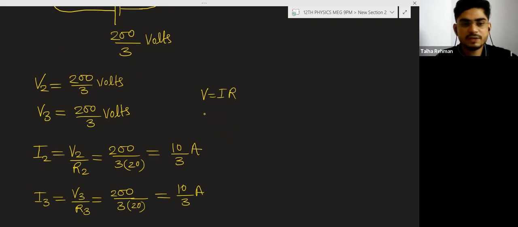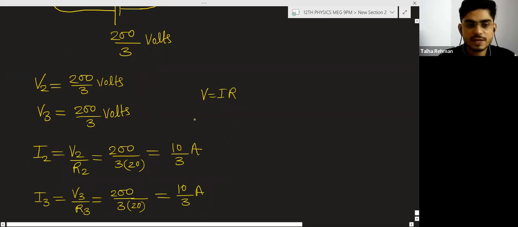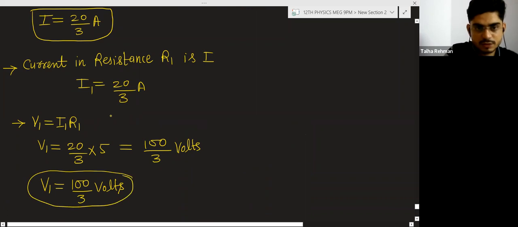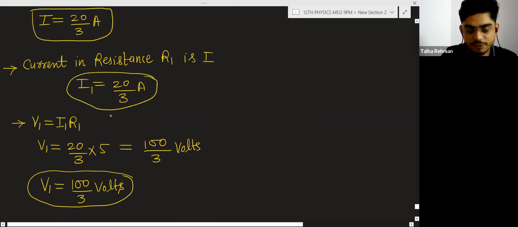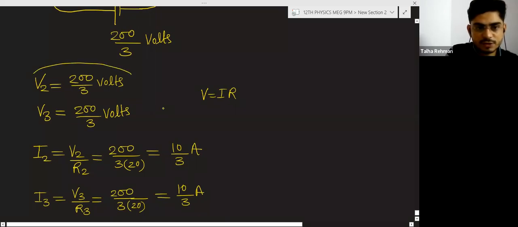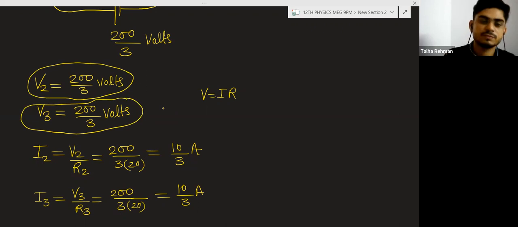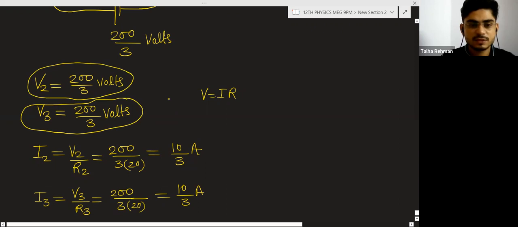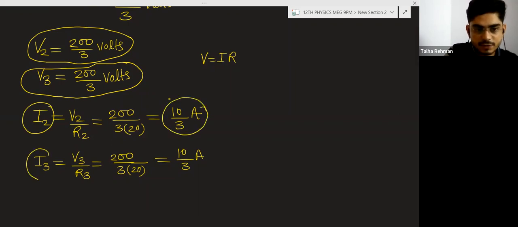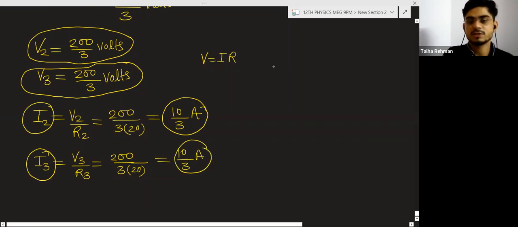So we have found the voltages and current across each and every resistance. See here, we have found I1 and V1. I1 is the current across resistance 1, V1 is the voltage across resistance 1. V2 is the voltage across resistor 2, the 20 ohm resistor. V3 is the voltage across resistance 3. I2 is the current across resistor 2, and I3 is the current across resistor 3. This is the whole thing.